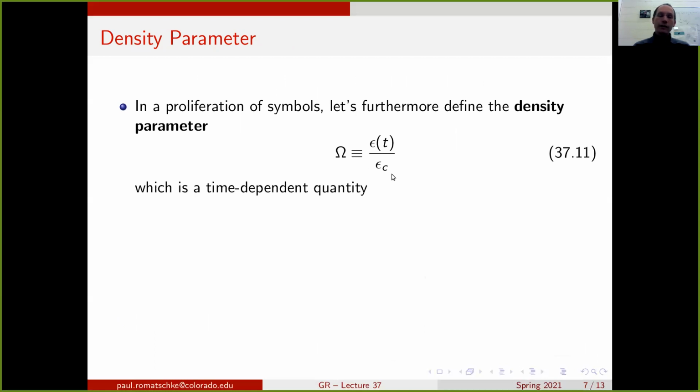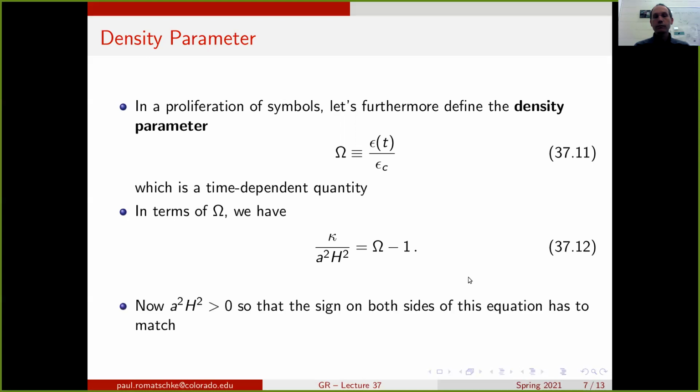So in terms of this quantity, the second Friedmann equation that we have to solve is kappa over a squared H squared equals omega minus 1. Since we have a square here in the denominator, it must be that the sign of the left-hand side is exactly equal to the sign on the right-hand side of this equation. So if kappa is positive, the right-hand side has to be positive. If kappa is negative, the right-hand side has to be negative. If kappa is 0, then the right-hand side has to be 0.